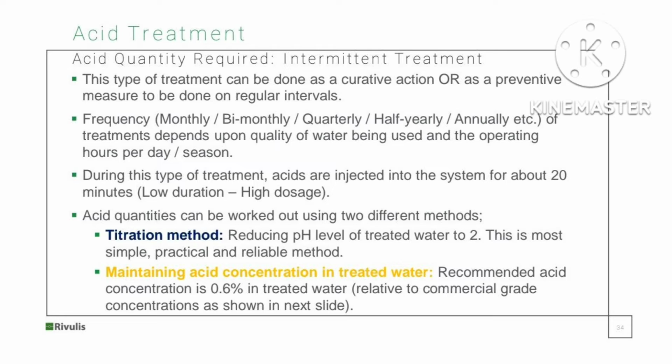Titration method: reducing pH level of treated water to 2. This is the most simple, practical and reliable method of acid treatment. The other method is maintaining acid concentration in treated water. Recommended acid concentration is 0.6% in treated water, relative to commercial grade concentration, as we will see next.